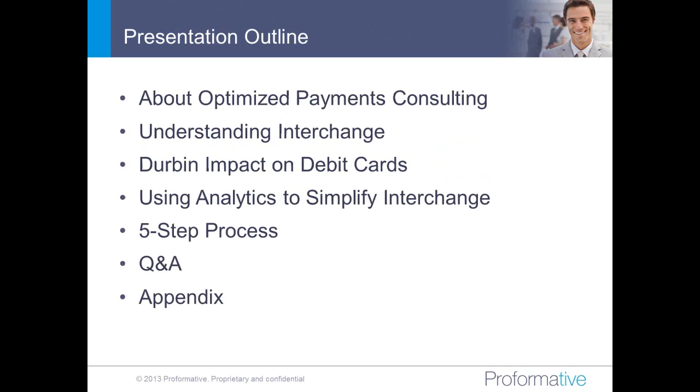So I'm going to give you a one-page overview of optimized payments consulting, talk about interchange, discuss the Durbin impact on debit cards, and then how you can use analytics within your own organization with some simple tools to simplify interchange. And we'll discuss a 5-step process, followed by Q&A. And as John mentioned, if during the presentation anything is not clear or you want something elaborated on, make sure you put in your questions so we can address them at the end of the presentation.